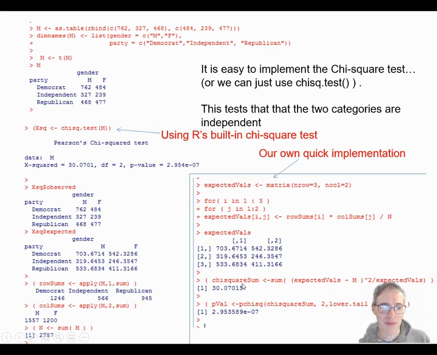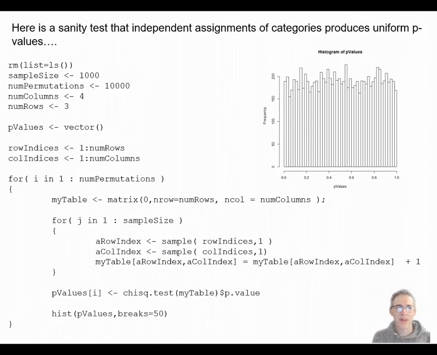Again, the degrees of freedom we evaluate at 2 because the rule for chi-squares is rows minus 1 times columns minus 1 is the degrees of freedom. So like we've been doing all semester, we can do a sanity check to make sure that when we perform a test in which the null hypothesis is true, the resulting p-value should be uniform. So here I do a chi-square test on a table with 3 rows and 4 columns.